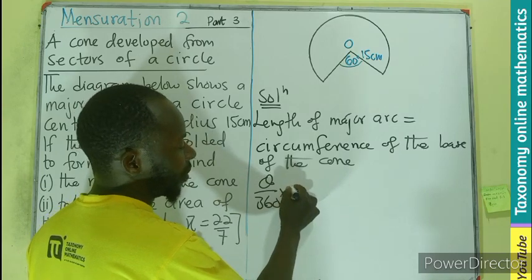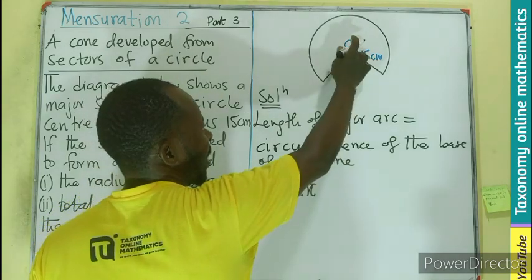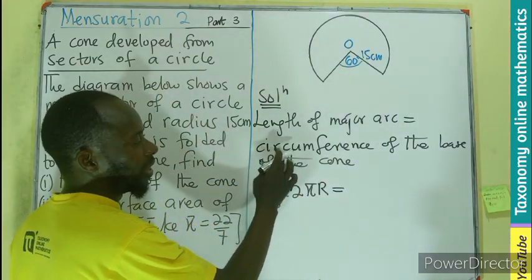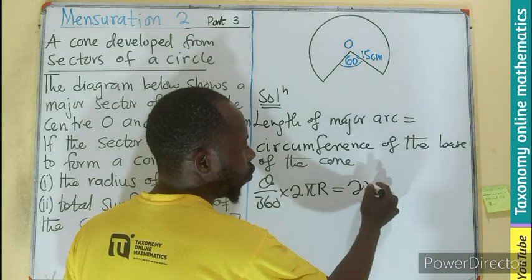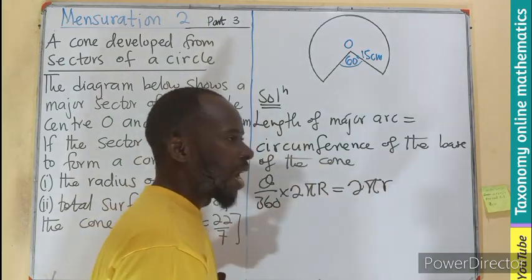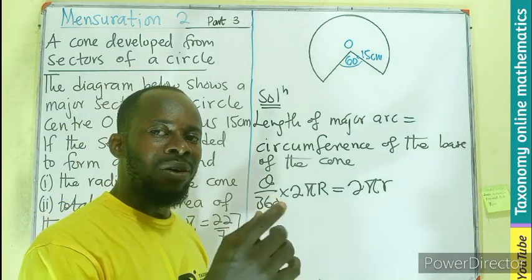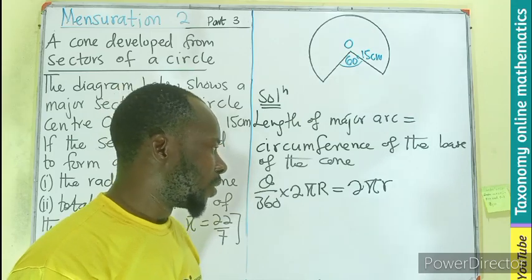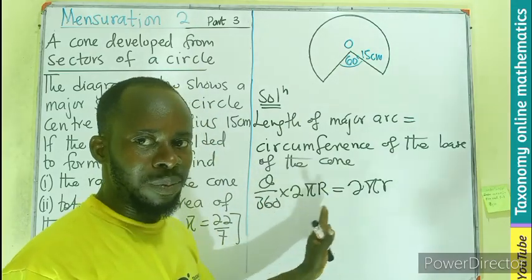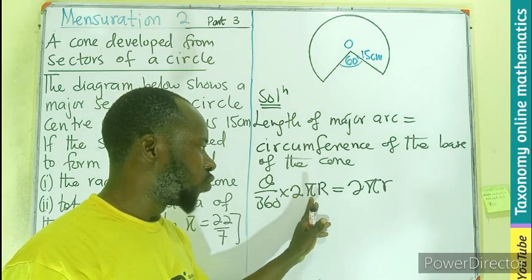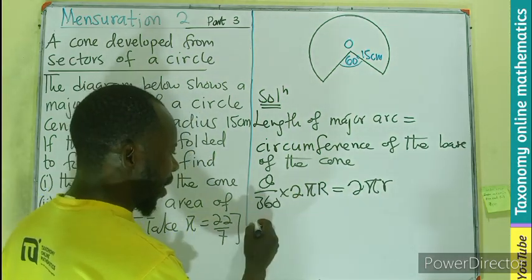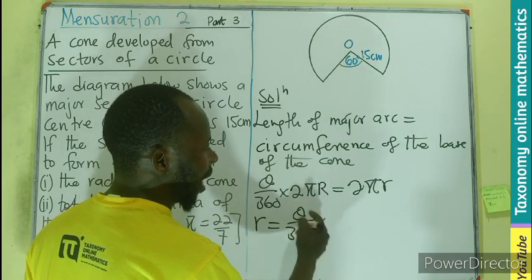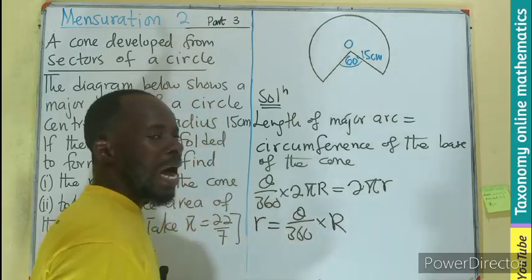So we can say that the length of the arc is given by theta over 360 times 2 pi R, where R is the bigger radius. This equals the circumference of the base, 2 pi r, and the smaller r is what we use because that's the radius of the base of the cone. So this is 2 times before the equal sign. I can divide by 2 pi, meaning that your radius will be equal to theta over 360 times R.